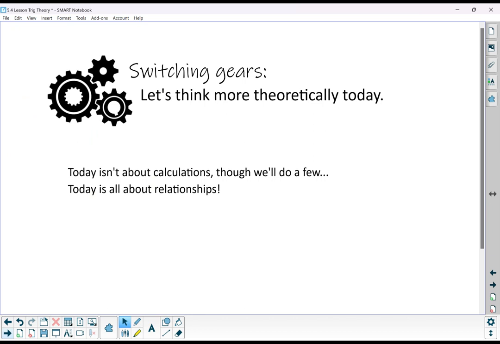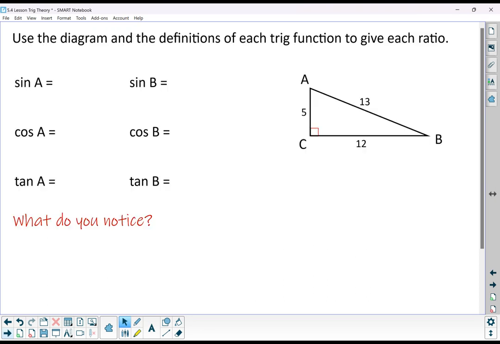So everything we've done up to this point has sort of been computationally driven. Like we've wanted to calculate a side length or we've wanted to calculate an angle. But today isn't about calculations anymore. It's about the relationships between all of these different elements, between the trig ratios and the side lengths and the angles. And so it's not really about calculations today, though we will do a few. It's more just about exploring some of these relationships.